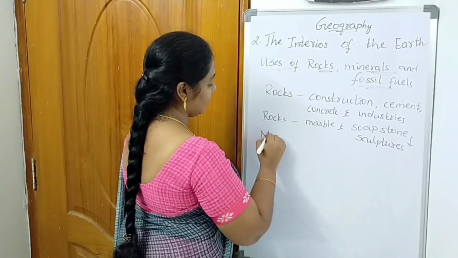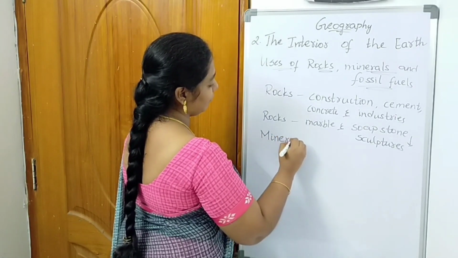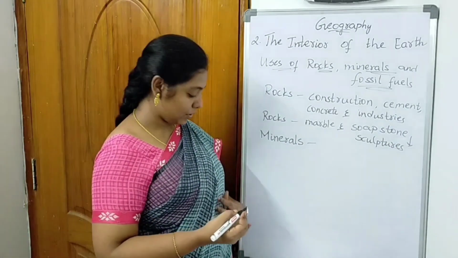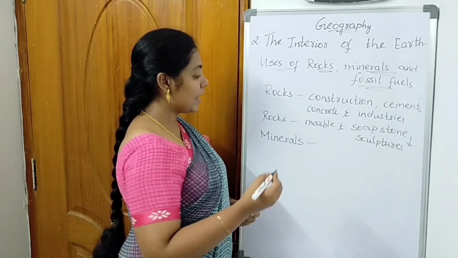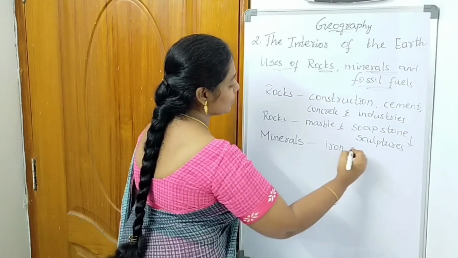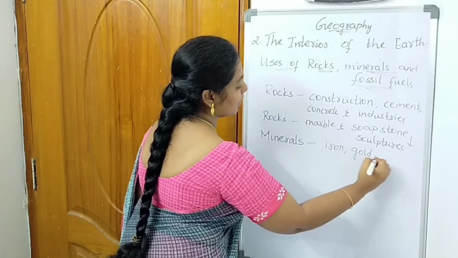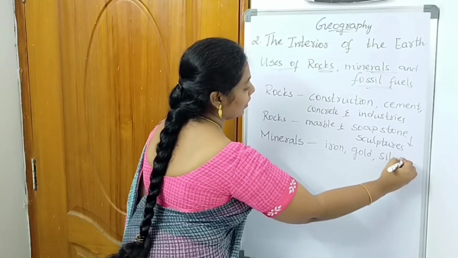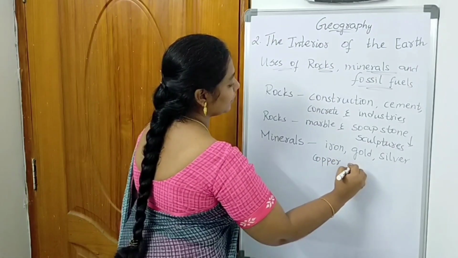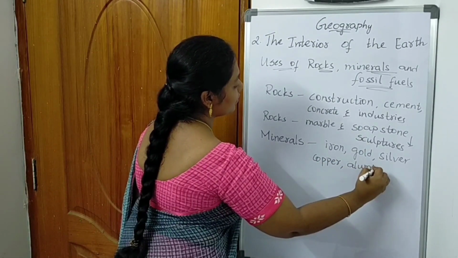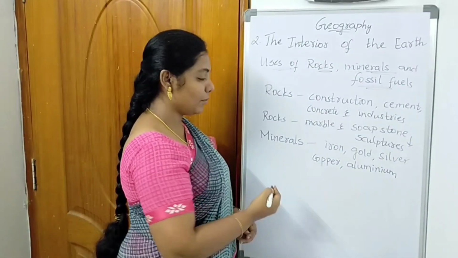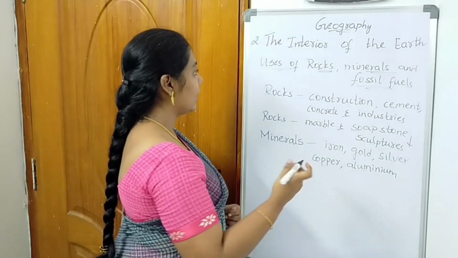Now let us see the importance or the uses of minerals. What are the examples of minerals I told you, children? Minerals are the main source of iron. These minerals are used in making iron, gold, silver, copper, aluminum. So iron, gold, silver, copper and aluminum are made of minerals.